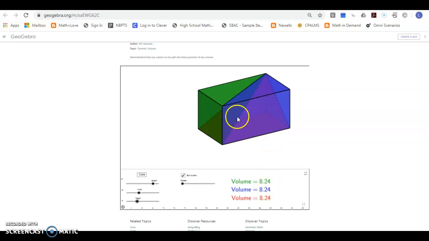So what does this show you? How is the volume of one of these pyramids related to the volume of the prism? So how are all these quantities related in relation to the whole prism?